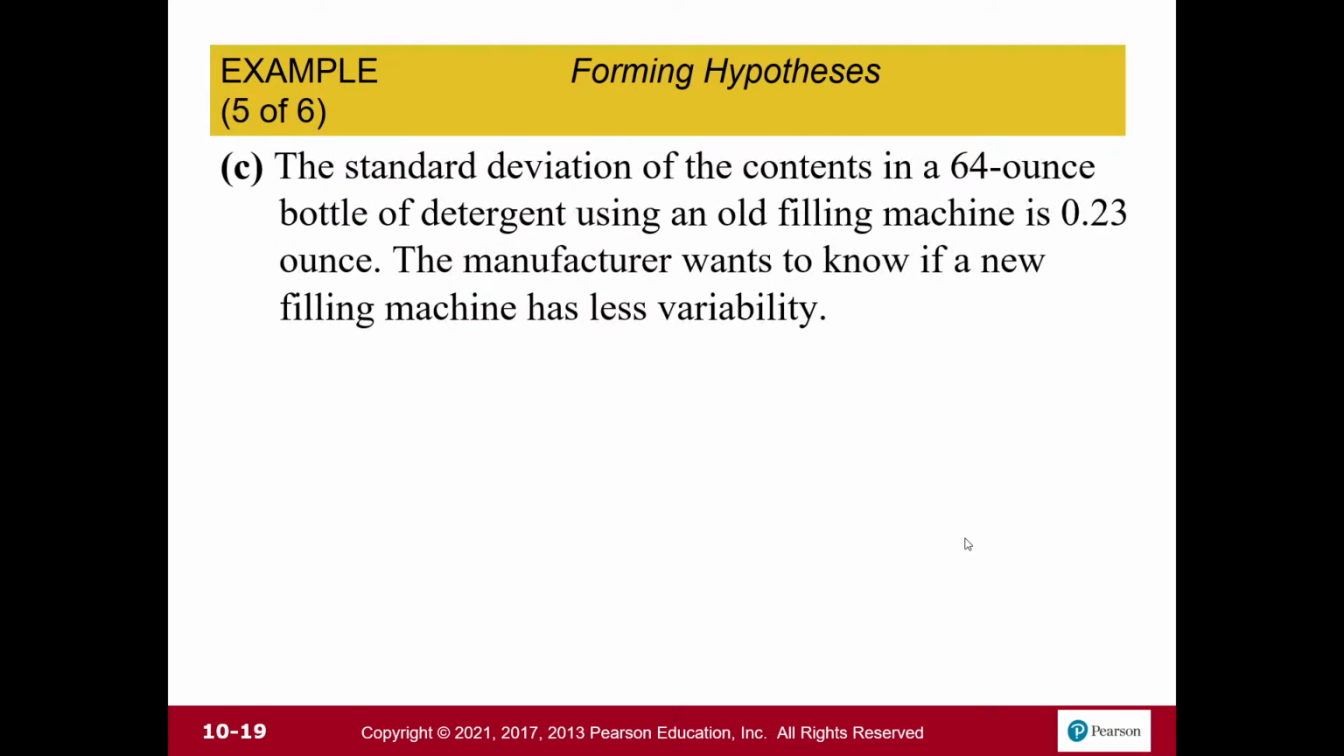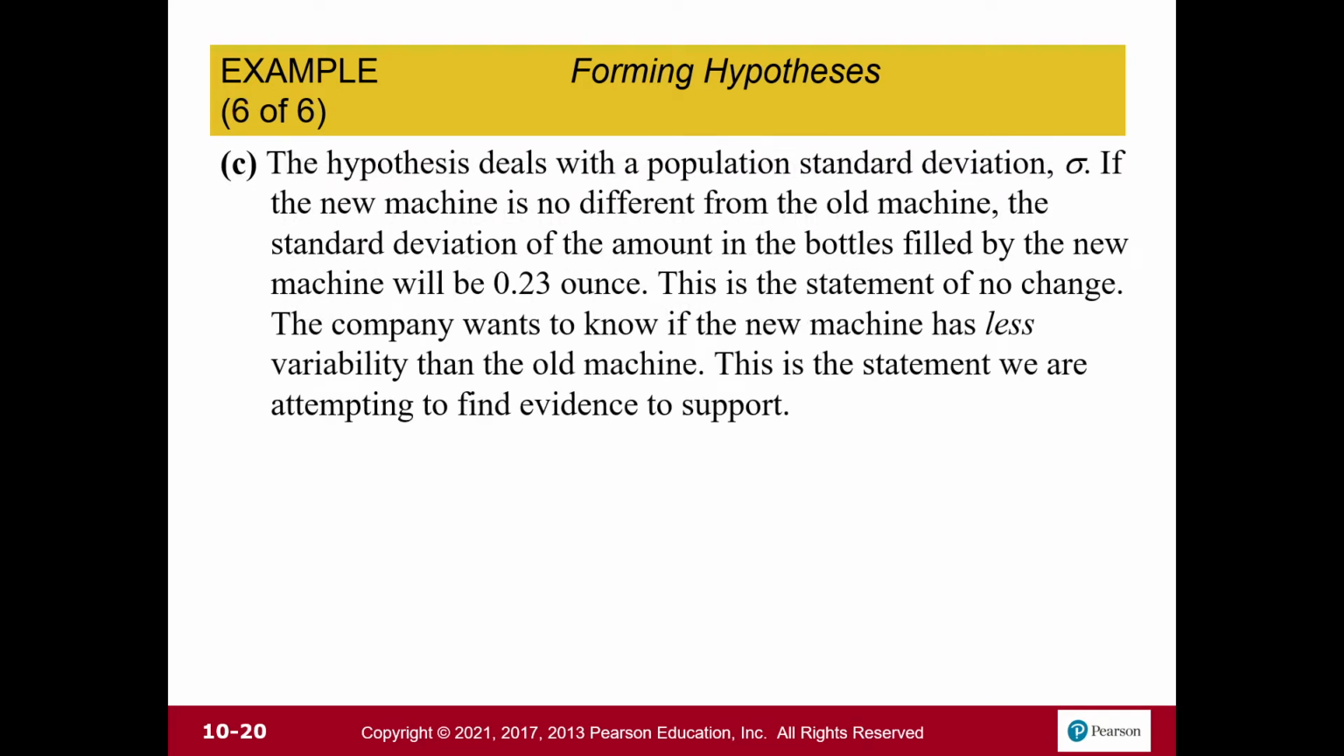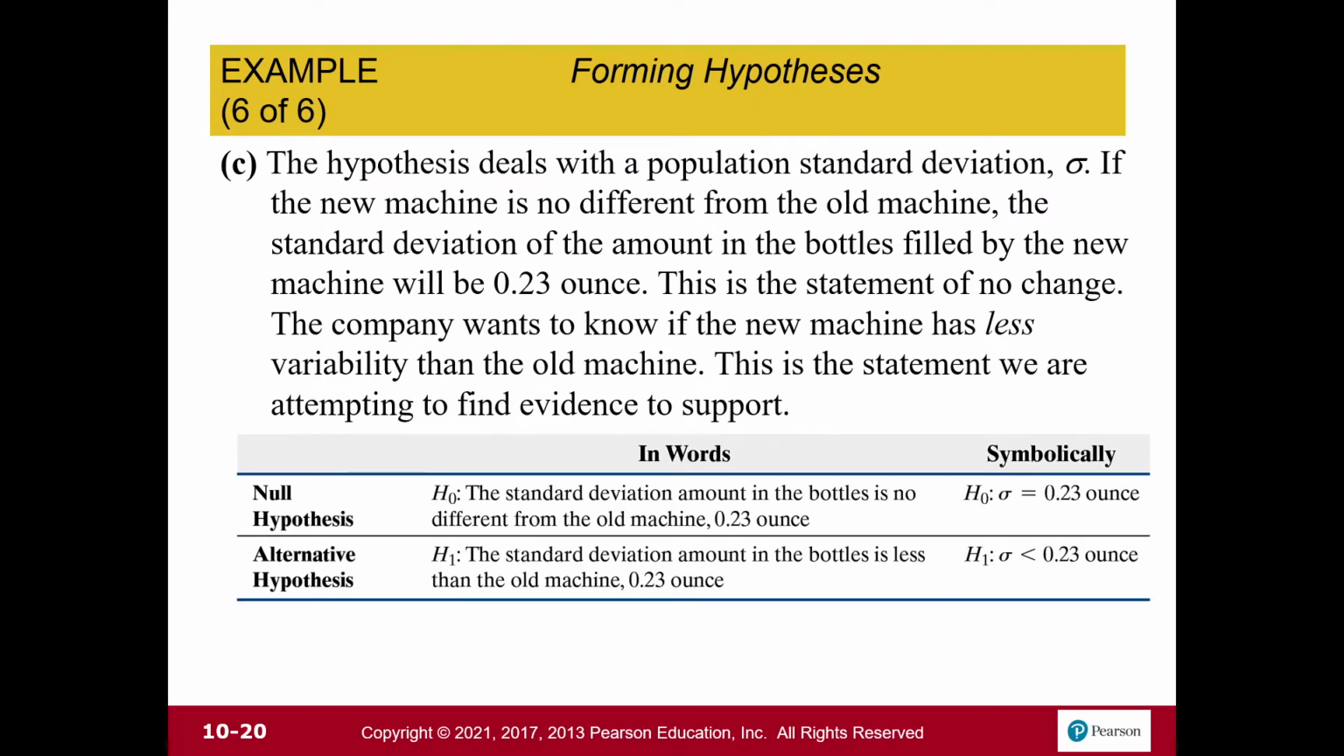And here's another question. The standard deviation of contents in a 64-ounce bottle of detergent using an old filling machine is 0.23 ounce. The manufacturer wants to know if a new filling machine has less variability. That's less variability. All right, and this is how we would set it up. Notice the population parameter is not P this time, it is little sigma, the population standard deviation.